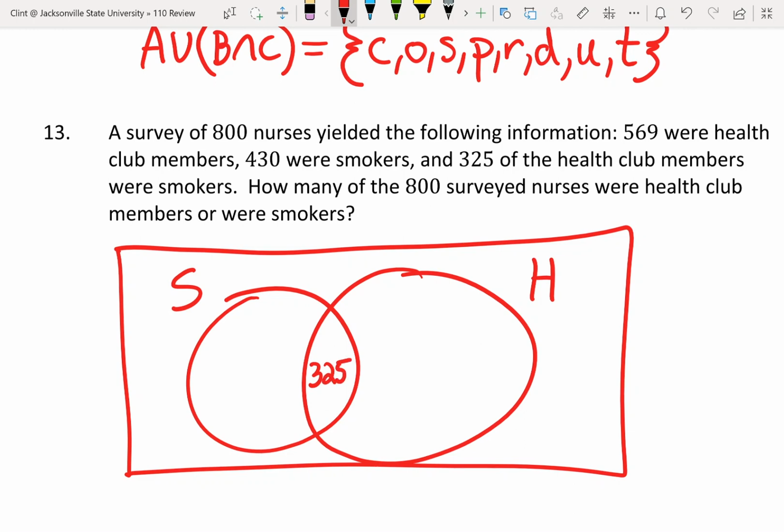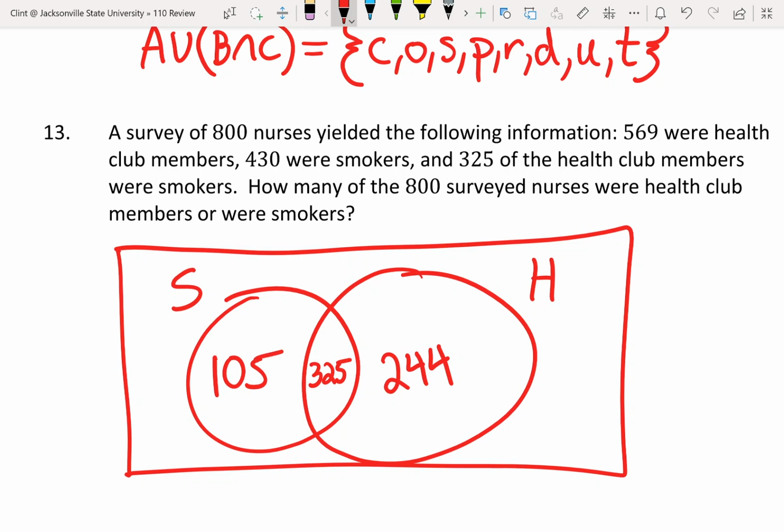And then to fill out the rest, we're going to have to do some subtraction. So it says 569 were health club members, so 569 is what we need the H circle to total up to. So we'll subtract 325, 244. And then it says 430 were smokers, minus the 325 that are already in there, we get 105.